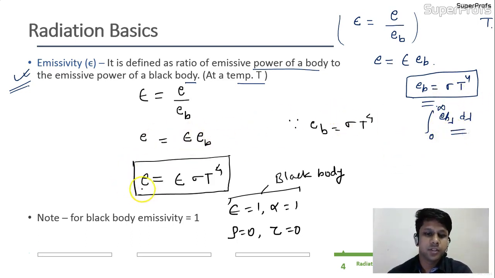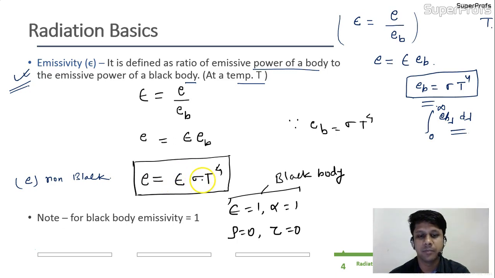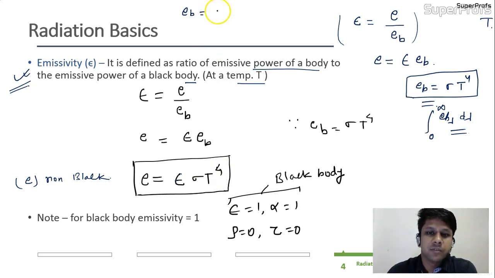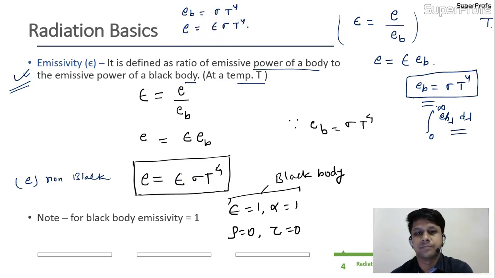So by doing this, you can easily say that the emissive power of a non-black body will be equal to its emissivity, which is a property of the material, multiplied by sigma T power 4. If it is a black body, then emissive power will be sigma T power 4, and if it is a non-black body, then it will be emissivity into sigma T power 4. This you have to remember, this is very important.